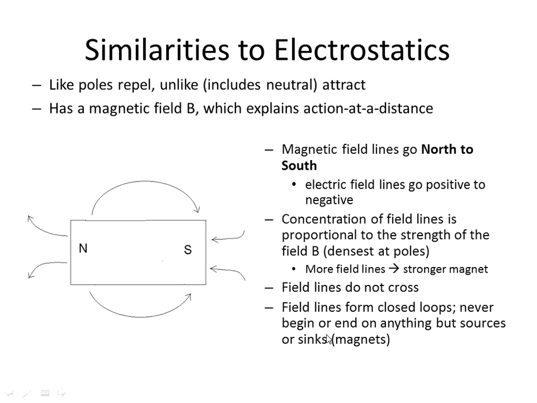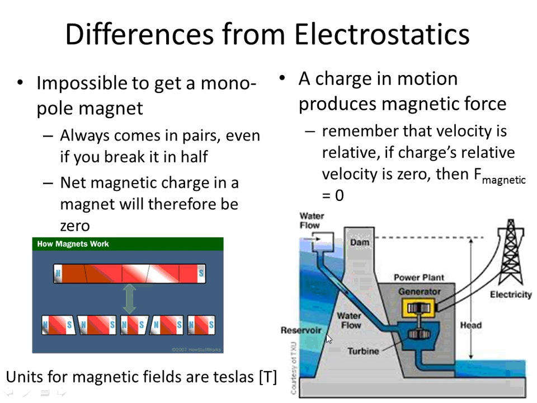And to understand that, let's talk about some of the differences with electrostatics. Here, it's impossible to get a monopole magnet. Now, what the heck is a monopole magnet? What do we think? It's a, say again, magnet. Okay. Yes, so the magnet with only one sign. Now, we're not saying positive or negative. Remember, that's electrical. But we'd say a magnet with only north or with only south. That is just not going to happen.